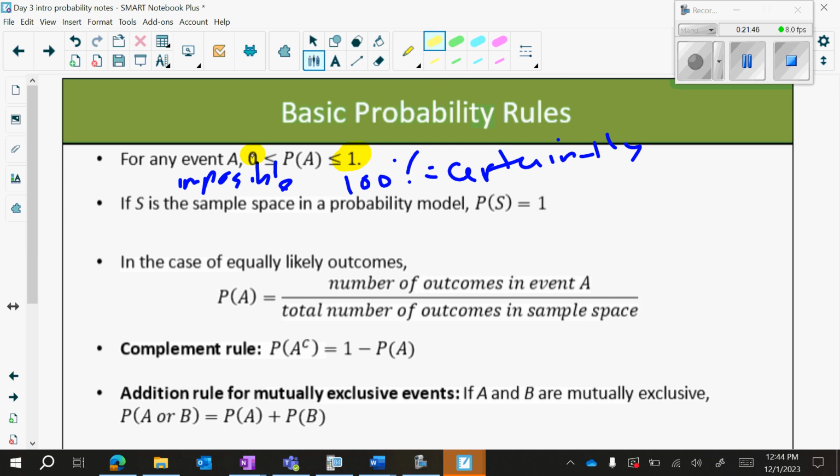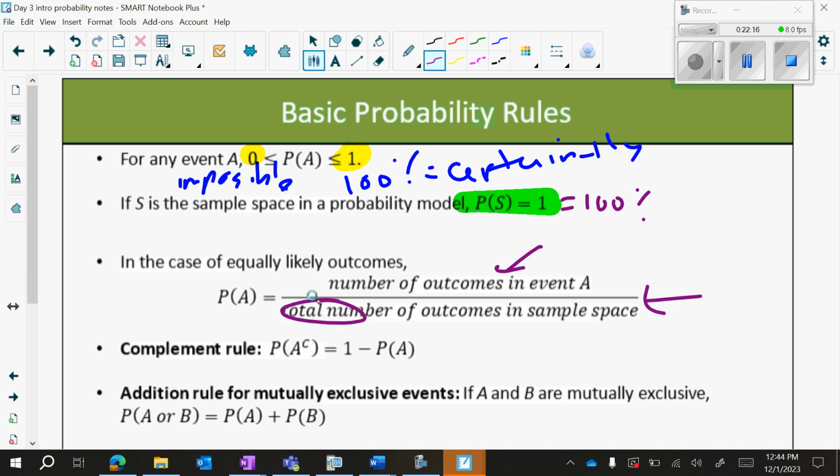The probability of the whole sample space equals 1 or 100%. That would be if you added all the probabilities up, they should equal 100%. So for example, the probability of heads and tails is 1/2 plus 1/2 or 2 out of 2, which is 100%. Probability of 1 through 6 on a die is 1 out of 6, 1 out of 6, 1 out of 6. That's got to add up to 100%. To get the probability, you do a fraction where you take your desired number of outcomes and you divide by the total in the denominator.